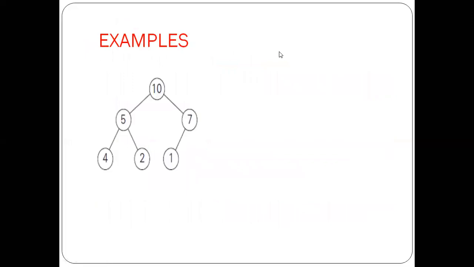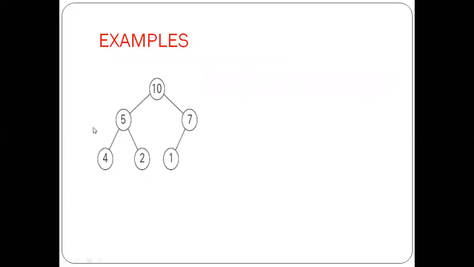So we will see examples. Look at this graph. Is it a complete binary tree? Which are the parent nodes present? You should see which are the parent nodes. 10 is a parent node, it has 2 children, no problem. 5 is a parent node, it has 2 children, it is filled. And 7 is a parent node which has only one child.